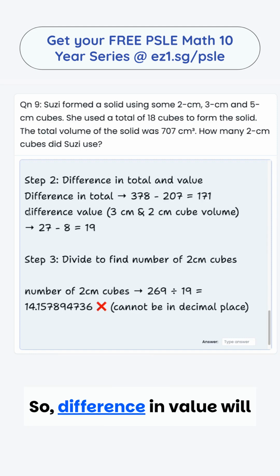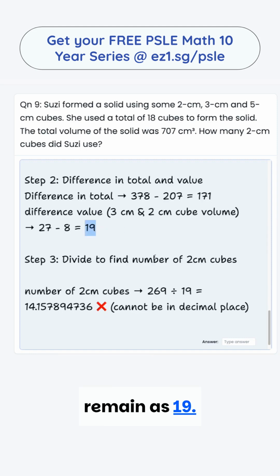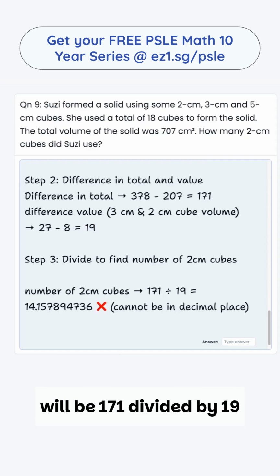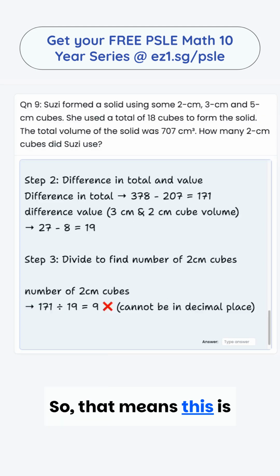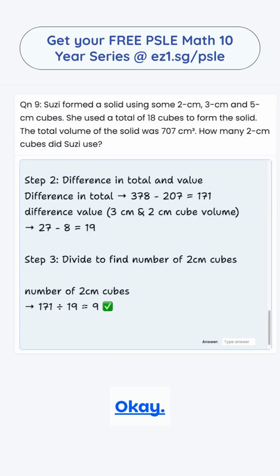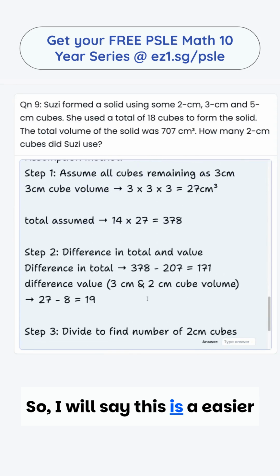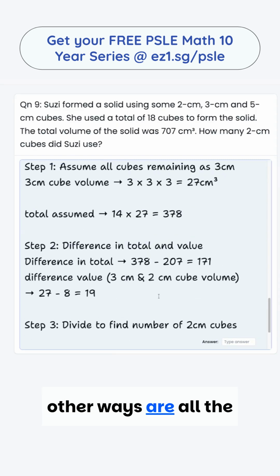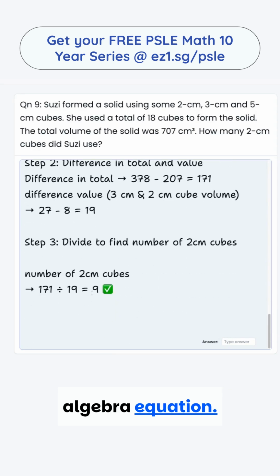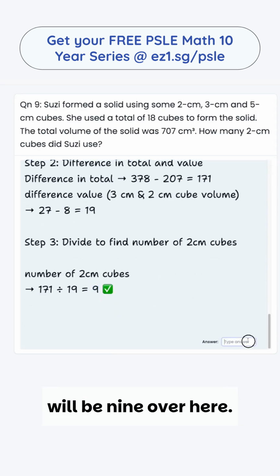The difference in value remains as 19. So the number of 2 cm cubes will be 171 divided by 19, and this gives us 9. So this is correct. I would say this is an easier way to do it because the other ways are all algebra equations. So the answer in this case is 9.